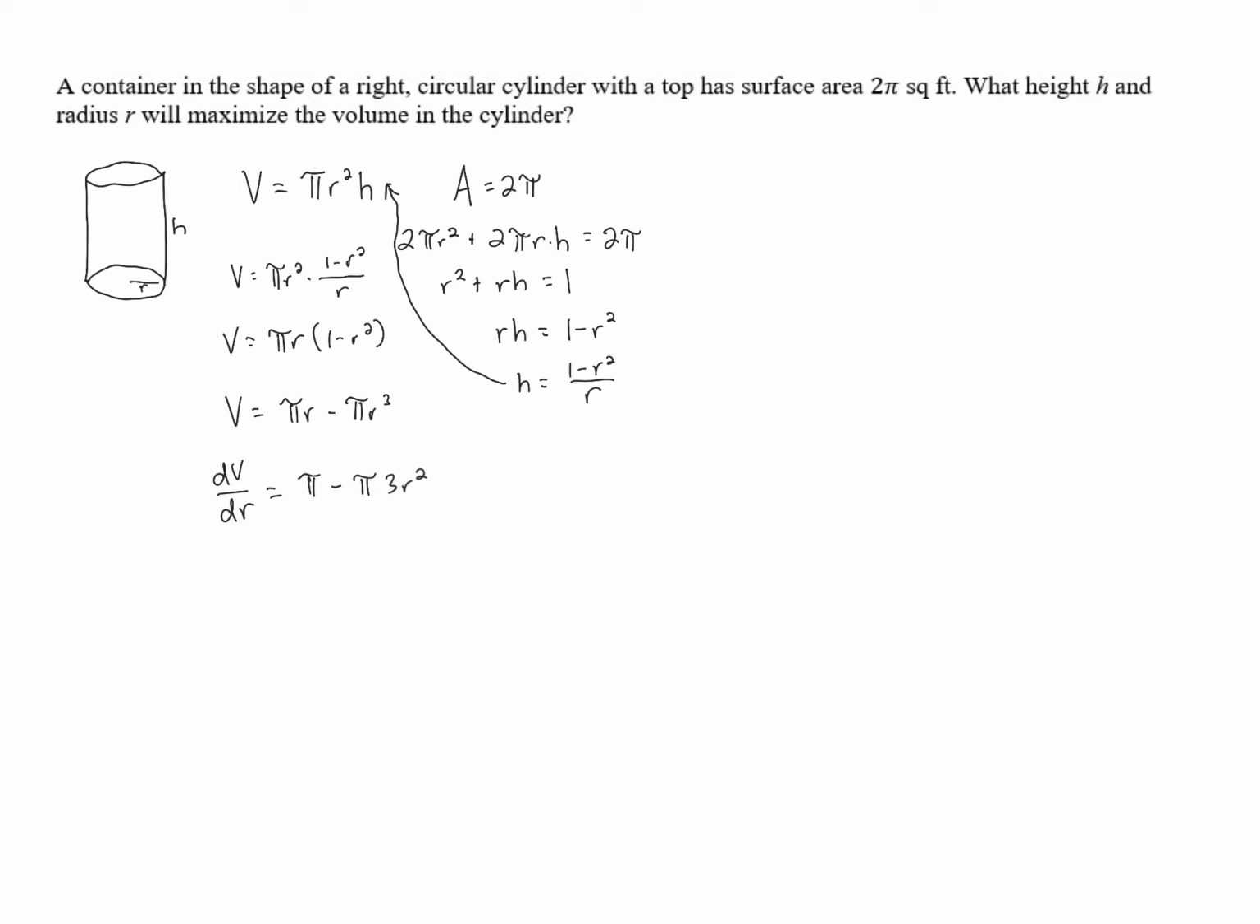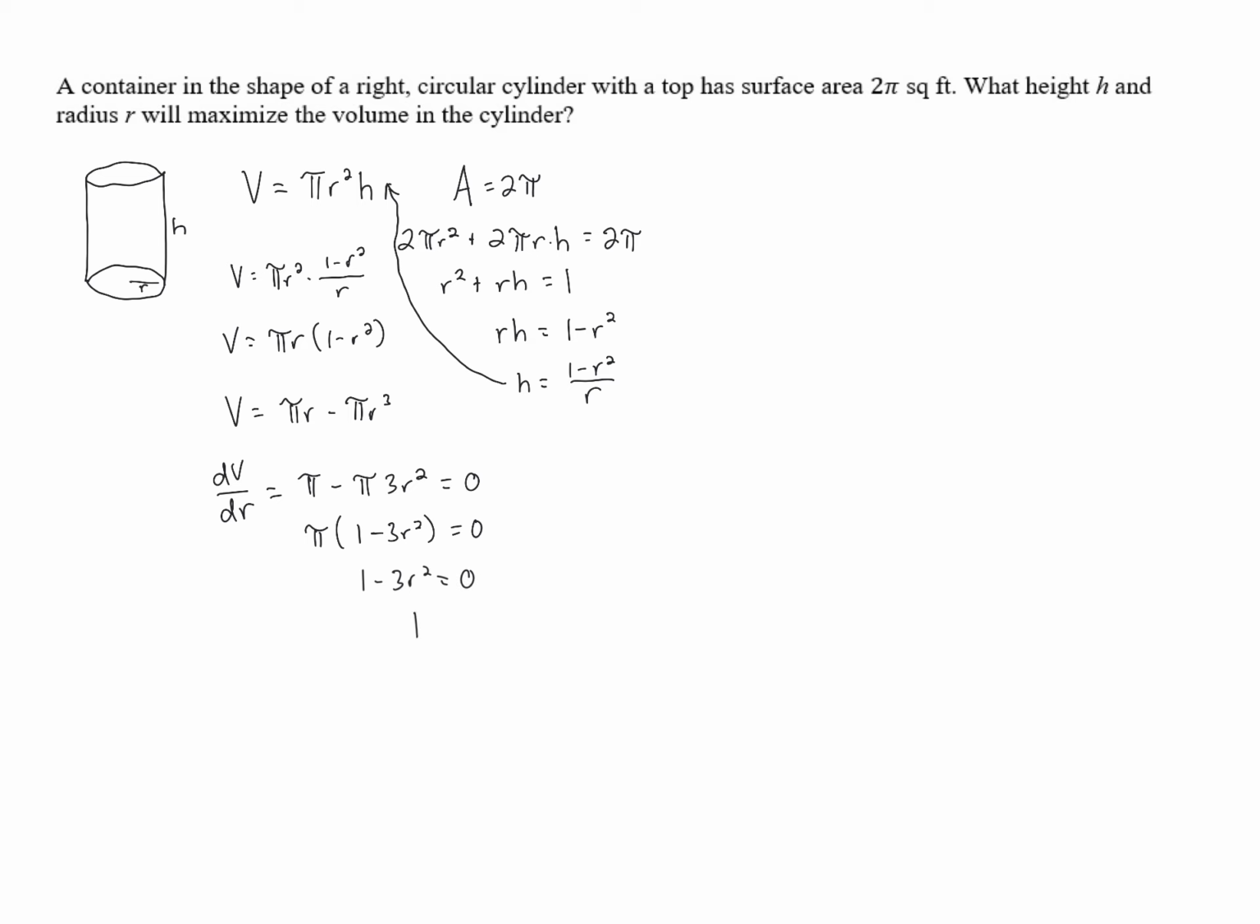And so that is our derivative. If we're looking for critical numbers, we want to know when this is undefined or equal to 0. It's never undefined, but we can set it equal to 0 and solve. If we factor out a pi, that's going to give us pi times (1 minus 3r squared) equals 0. And we know that the left-hand side is going to be 0 when 1 minus 3r squared is 0. So we need to solve 1 minus 3r squared equals 0.